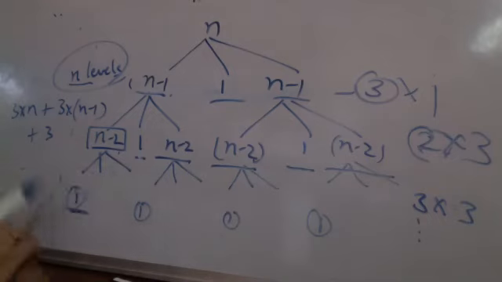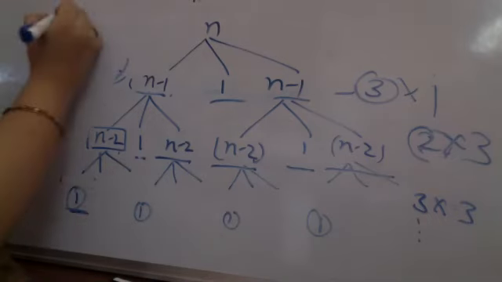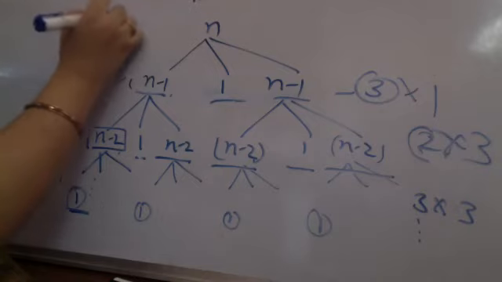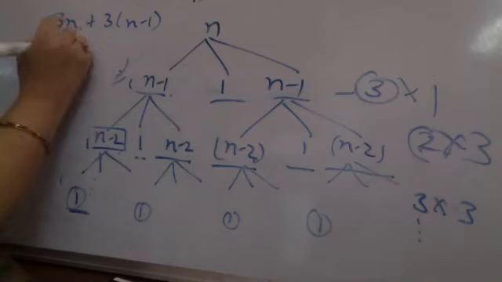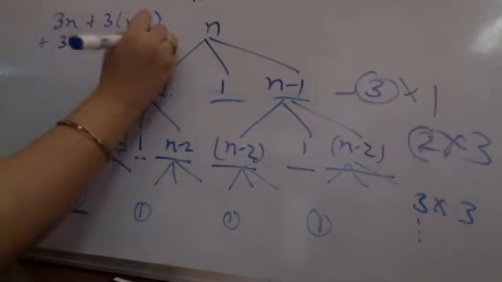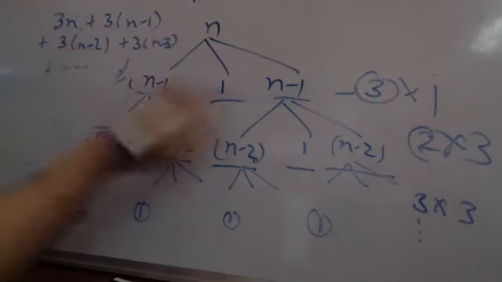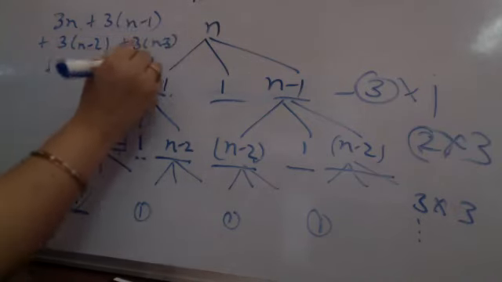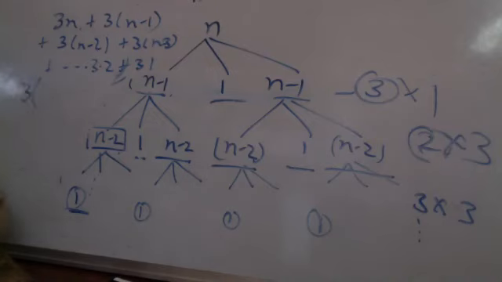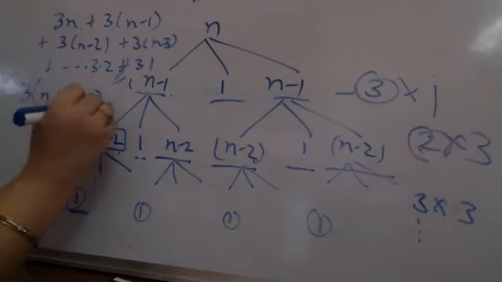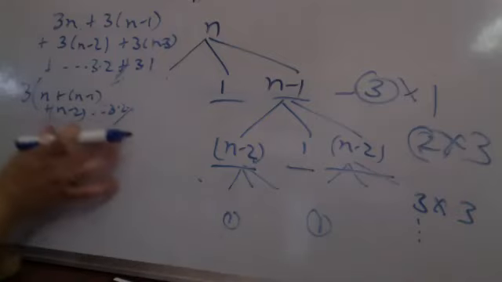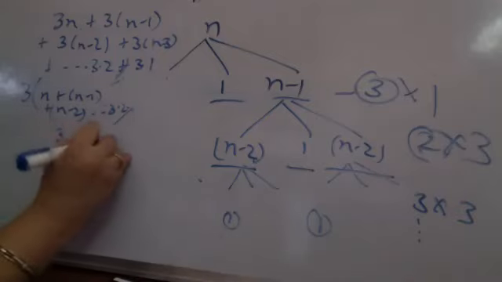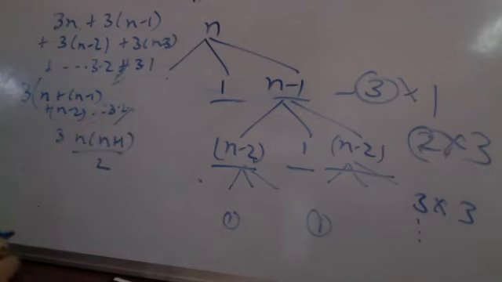So at the end, if I am trying to make out a total, this will come out to be 3n plus 3 into n minus 1. Next level पे उतनी recursive calls हुई हैं, plus 3 into n minus 2 plus 3 into n minus 3 plus till we are having 3 into 2 plus 3 into 1. So if I take out 3, this is nothing but n plus n minus 1 plus n minus 2 and so on till 3 plus 2 plus 1, right? So this is the sum of n natural numbers, this becomes 3 into n into n plus 1 by 2. Yes or no?